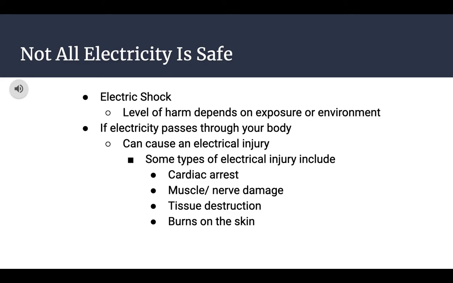The danger also depends on where the electricity enters your body and where it exits. If the electricity enters your body through your left hand, it is going to exit into the ground through your left foot, passing directly through your heart along the way. This can cause an electrical injury. Some of the electrical injuries include cardiac arrest due to the electrical effect on your heart, muscle, nerve, and tissue destruction from a current passing through the body, or burns from contact with electrical source.